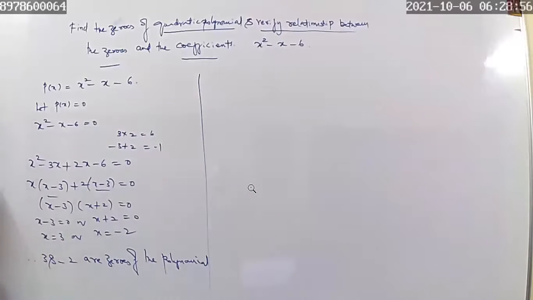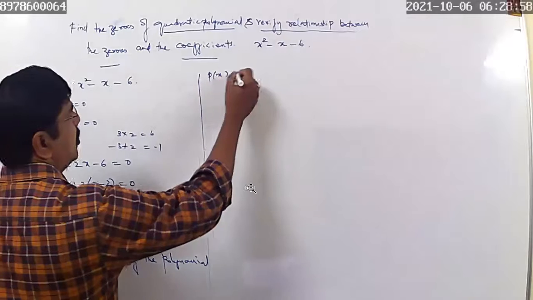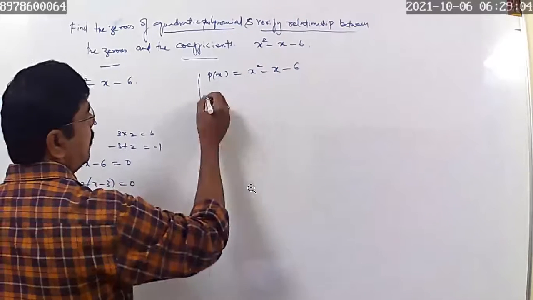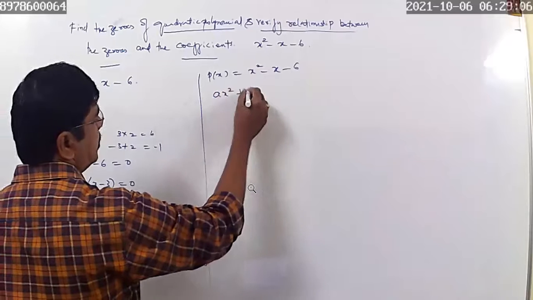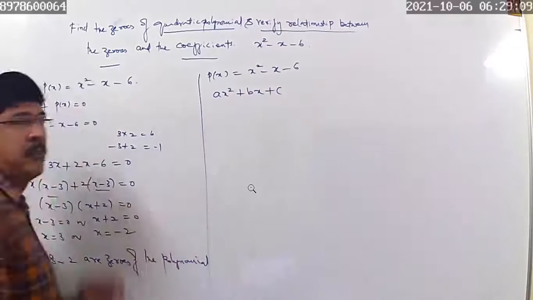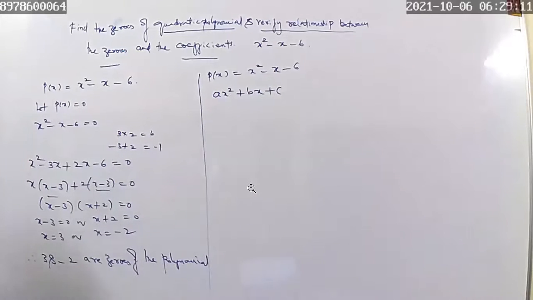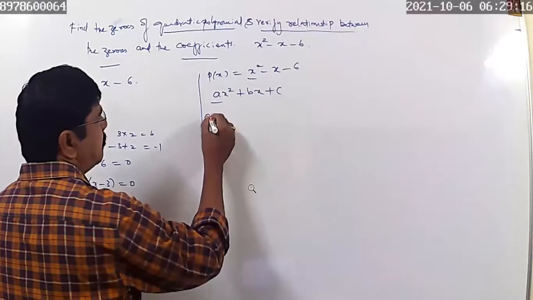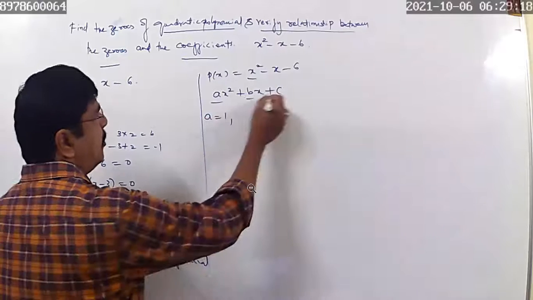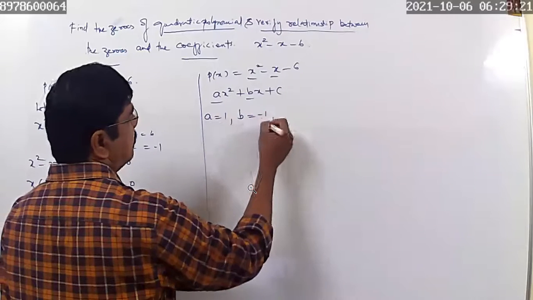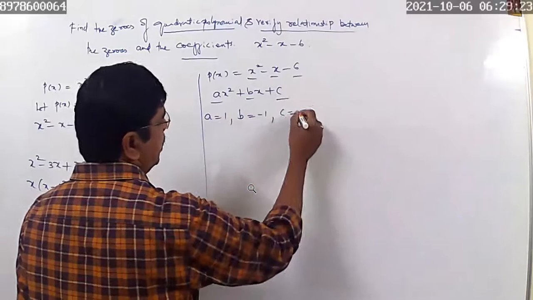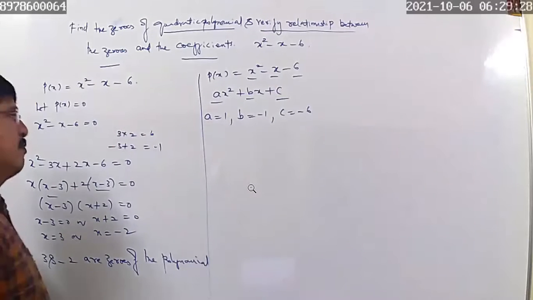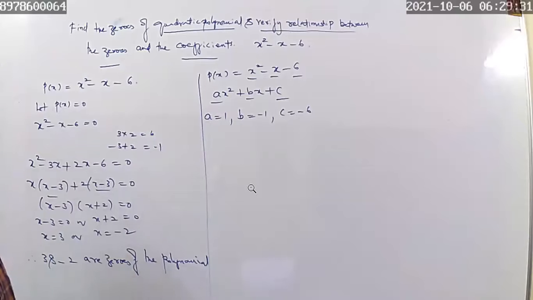Write P of x equal to x square minus x minus 6. This is in the form of ax square plus bx plus c, right? Yes. Ax square plus bx plus c. So the value of a is 1. The value of b is minus 1. The value of c is minus 6.